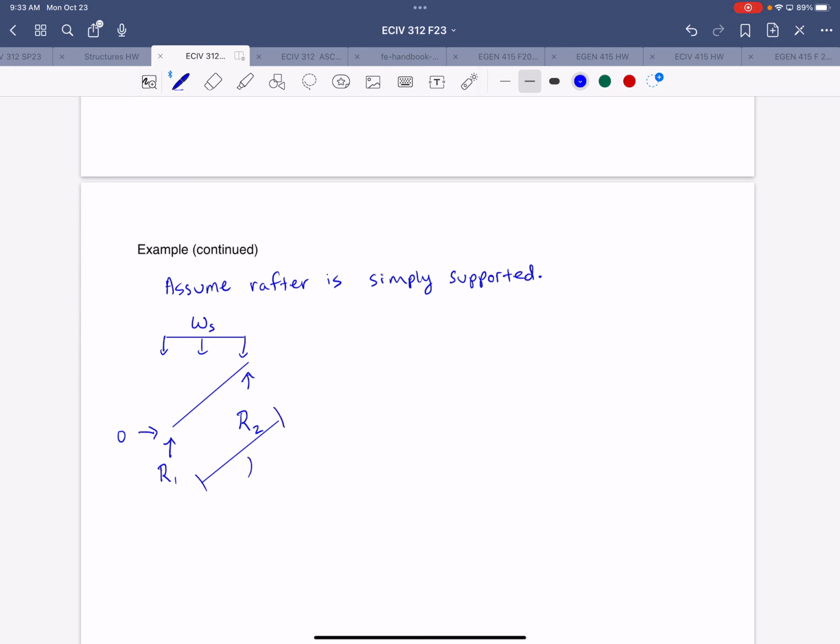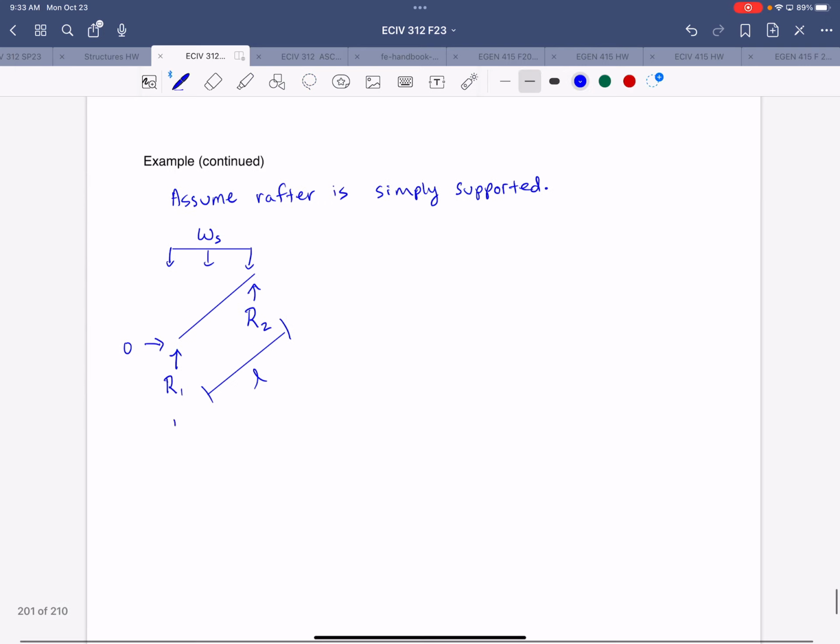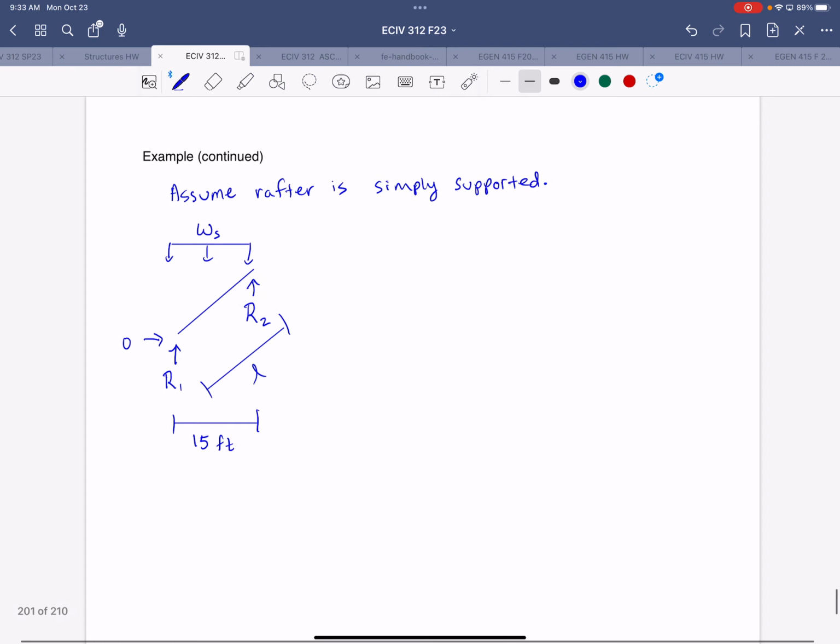And so we need to identify the length of that rafter. We were given the span and the slope. All right. Let's see. Seem to be missing. Oh, there it is. All right.